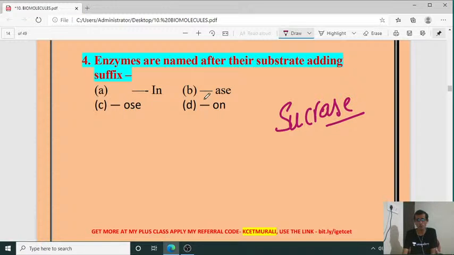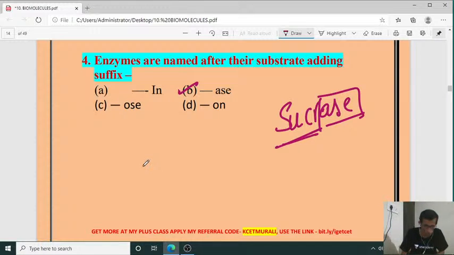Which prefix comes here? Fourth one, it is B, ASE. This is the prefix and this is the suffix. Suffix is the sucrase. So the right answer is B for question number 4. Yes, Manohar, for the third question, it is C is the answer. Okay.